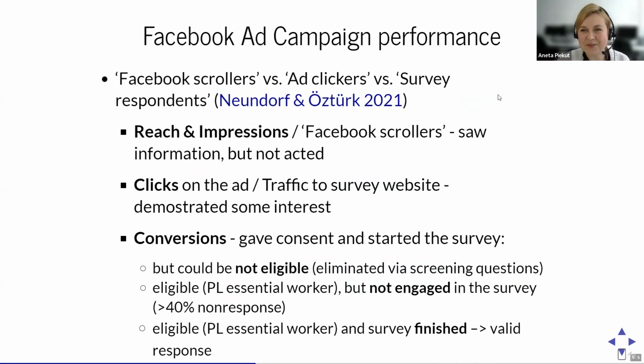And referring to your work, Anya, I really like this distinction you made about different kinds of people that we come across when recruiting people through Facebook ads.